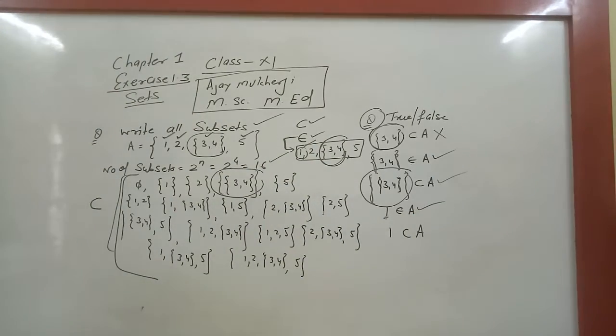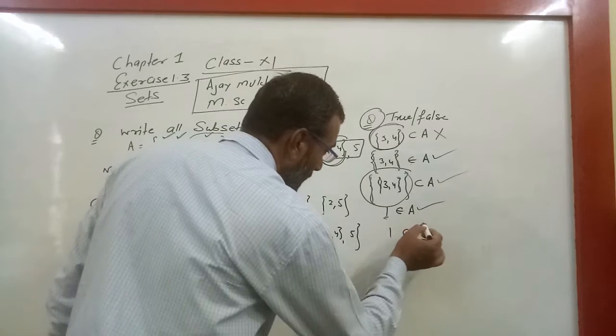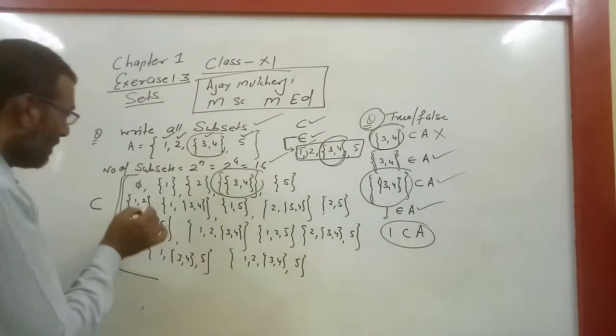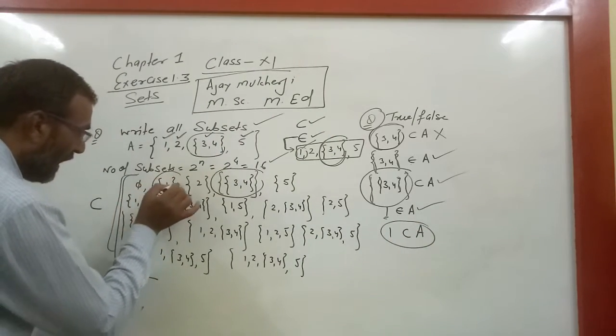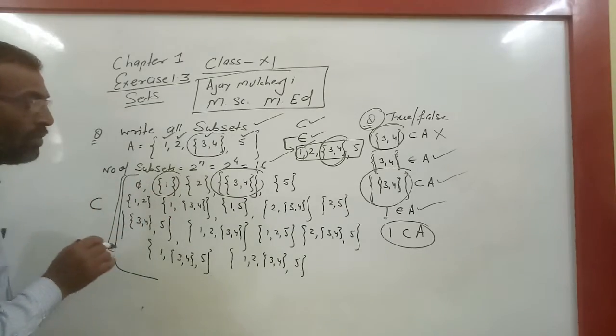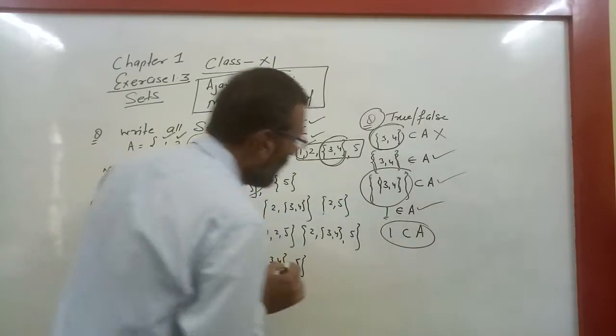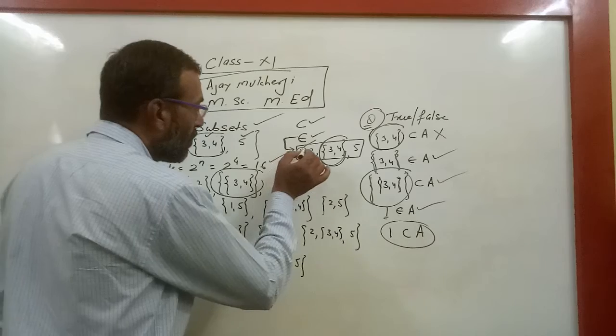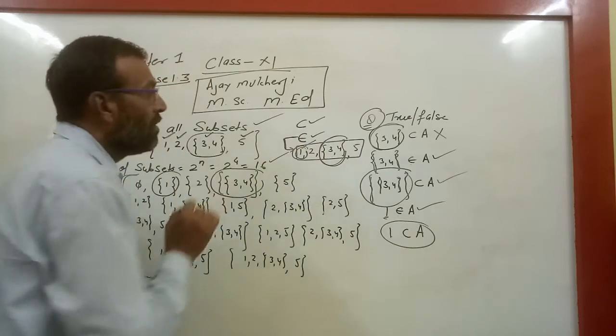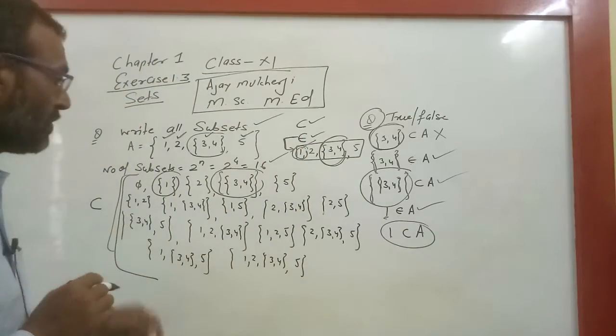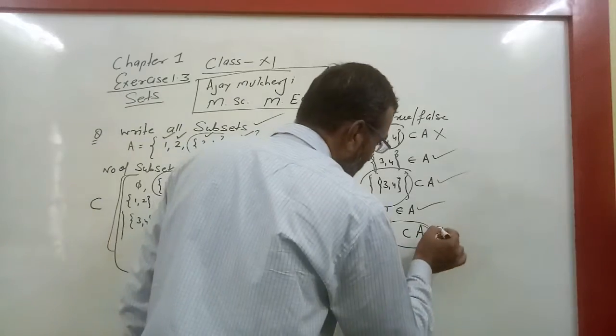And at last, 1 is contained in A. Look, this is called a subset, and a subset is always contained in. So 1 contained in A is absolutely wrong, because 1 always belongs to. So this situation is also false.